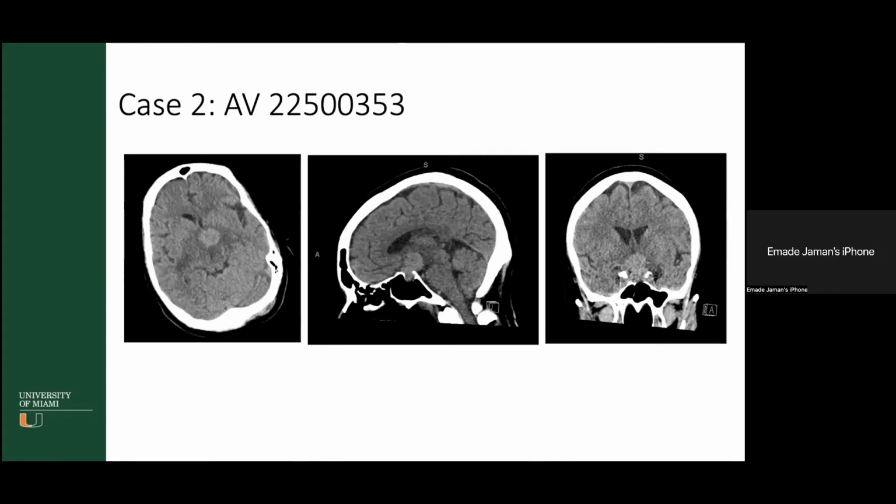So looking at a CT, it's a non-con axial, sagittal, and coronal CT. There's an isodense mass at the site of the pituitary. Some vasogenic edema also associated with the mass. Concerning for probable pituitary macroadenoma.